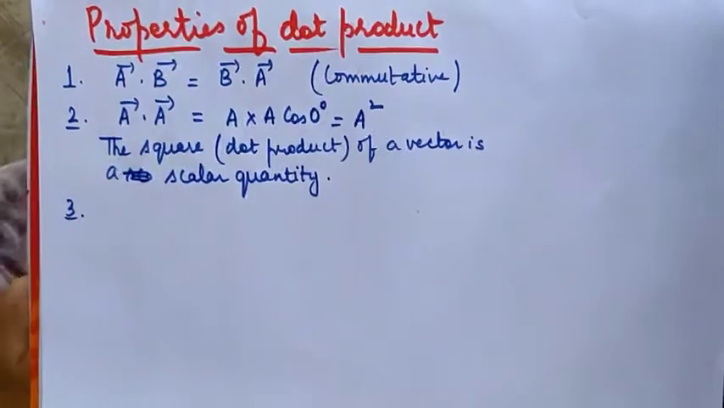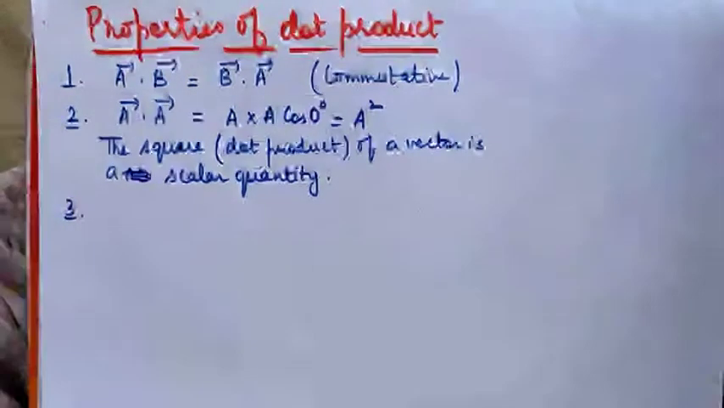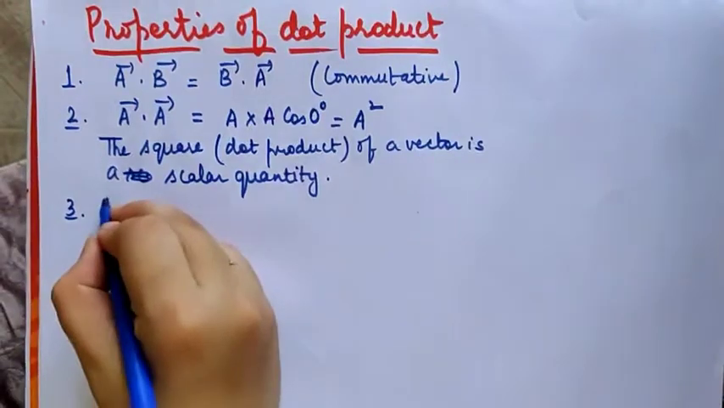Now coming to the third property, what will be the third one? That the dot product is distributive.